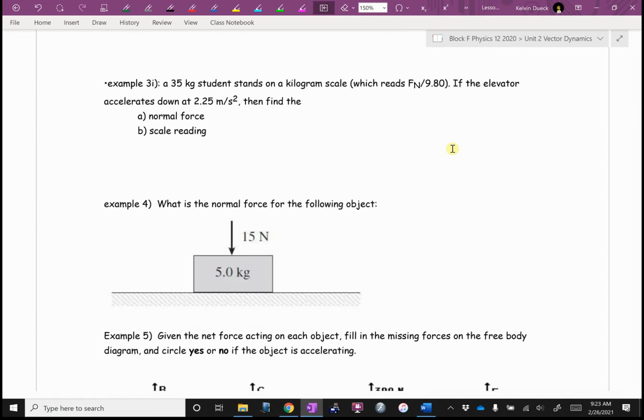I like example 3. A student stands on a kilogram scale. So a kilogram scale reads normal force divided by 9.8. That's how they calibrate it. If the elevator accelerates down at 2.25 meters per second squared, find the normal force and find the scale reading. Okay?